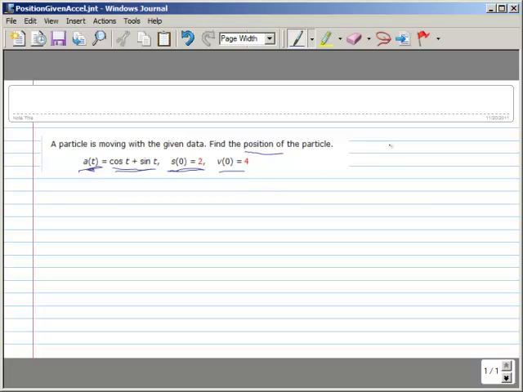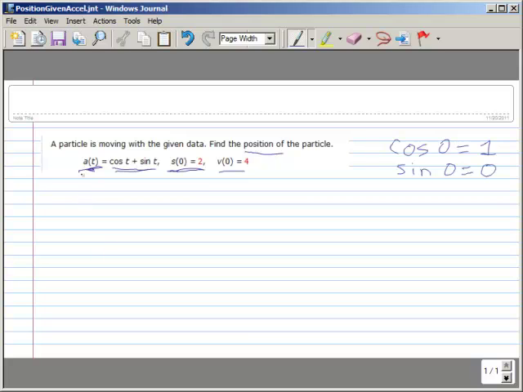Now before we get started, let's just review a little bit of pre-calculus that we're going to need later. Cosine of 0 is equal to 1. Okay, so remember that from back in pre-calculus. And sine of 0 is equal to 0. So that's just a quick review from pre-calculus.